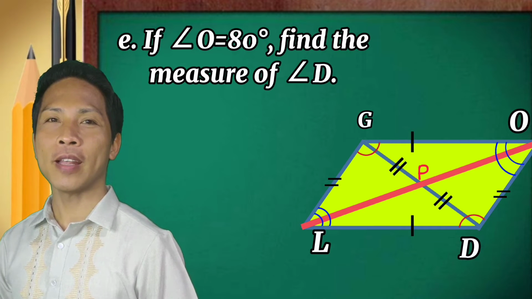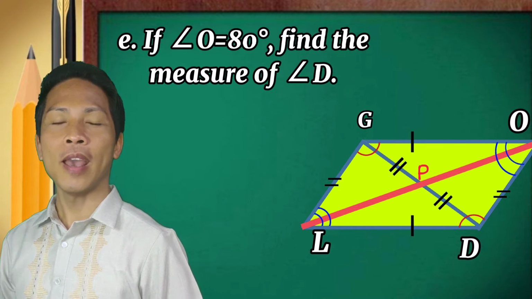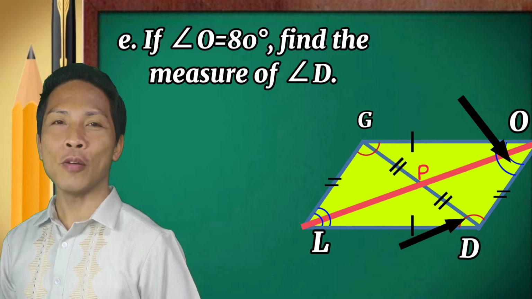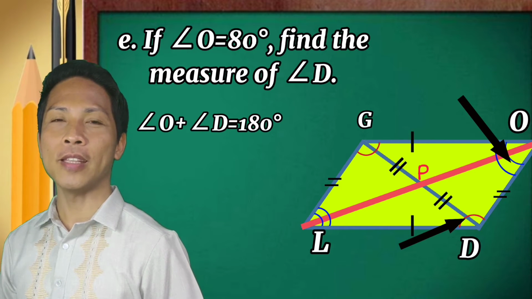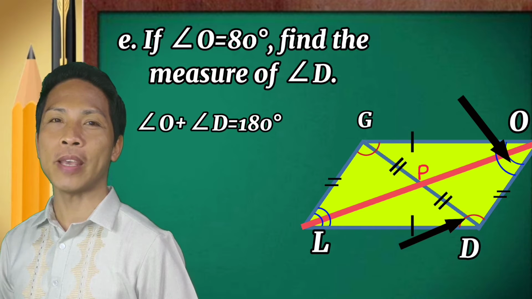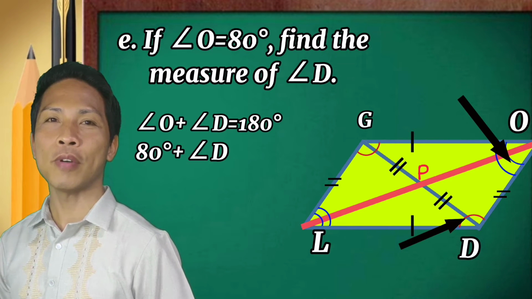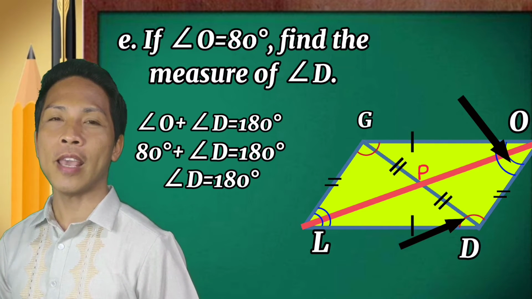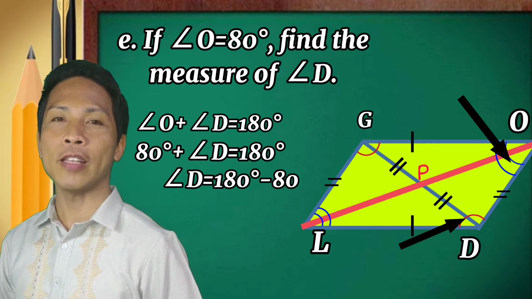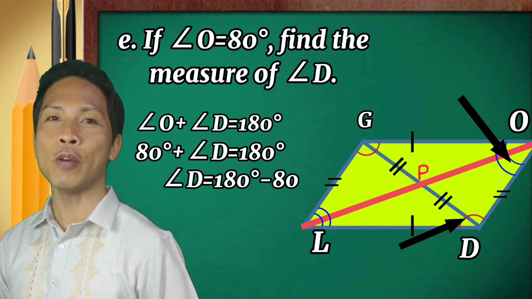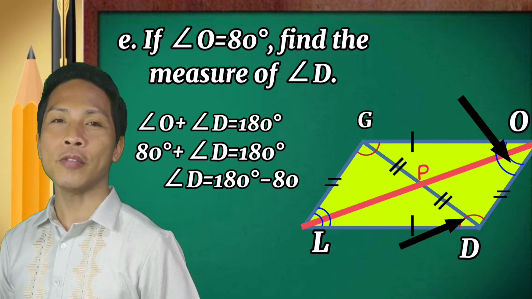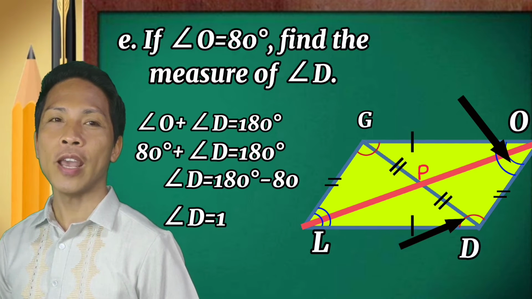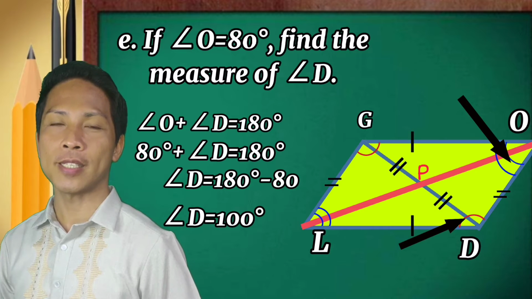Letter E. If angle O equals 80 degrees, find the measure of angle D. Remember, consecutive angles of a parallelogram are supplementary. Angle O and angle D are supplementary angles. So let us solve. Angle O plus angle D equals 180 degrees. Angle O shall be substituted by 80 degrees, so 80 degrees plus angle D equals 180 degrees. Copy angle D equals 180 degrees, and 80 degrees shall now become negative 80 degrees, applying the subtraction property of equality. Angle D equals 180 degrees minus 80 degrees equals 100 degrees. Therefore, angle D equals 100 degrees.